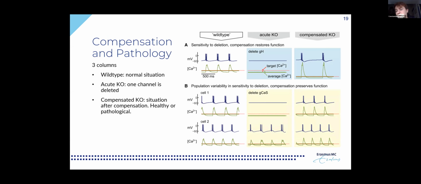Okay, compensation and pathology. Here we have a little slide. We have 3 columns in the graph. The first column shows the wild type on the left. It is just normal firing, how the neuron should react normally. In the middle column, you have the acute deletion of the channel, basically how the neuron reacts immediately after deletion of a channel. And the third column basically shows the neuron after a bit of time after deletion, in which it has been given enough time in which it should be able to compensate. Next slide.